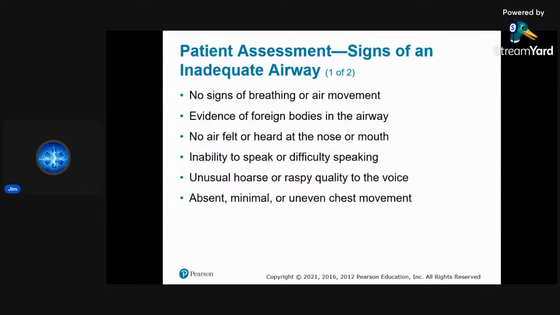Signs of inadequate airway: no signs of breathing or air movement, definitely. Evidence of a foreign body in the airway, like we see vomit or blood coming out of the mouth, or secretion. We don't hear or feel any air moving over the nose and mouth. The inability to speak, suddenly having the inability to speak or difficulty speaking, especially while eating. Unusual hoarse or raspy quality of the voice, again, an acute thing following a trauma or ailment. Absent, minimal, or even uneven chest movement. This is definitely a sign of an inadequate airway.